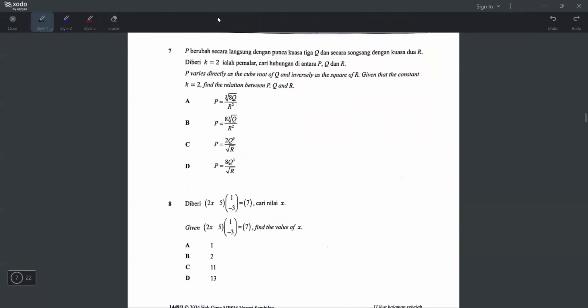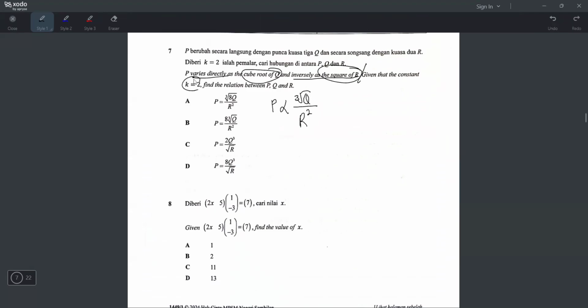Okay, let's continue. Number 7. This is a variation. Let's read. P varies directly as the cube root of Q and inversely as square of R. So straight away write down the variation. P varies directly as cube root of Q. Cube root of Q, write on top. Inversely as square of R, write at the bottom. But they say square, so power 2.